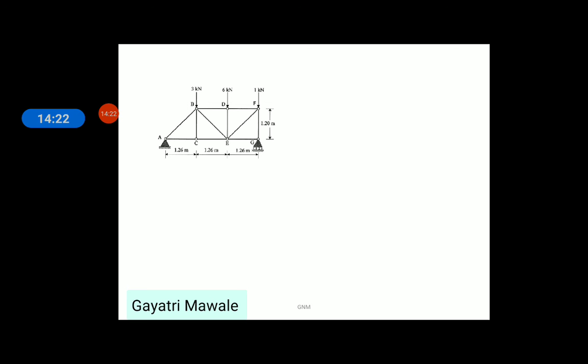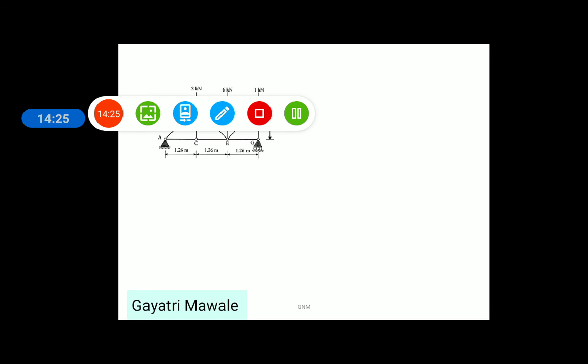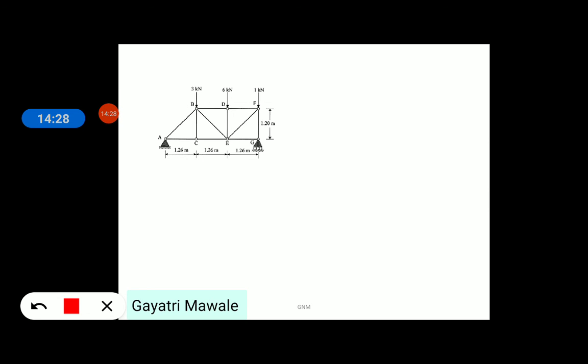For this truss shown here, let us identify 0 force members. This is a roller support, this is a hinge support, so the reactions will be something like this. Now at joint C, this is a 0 force member because AC and CE are collinear. Then we do not have any other joint where only 3 forces or 2 forces are acting.